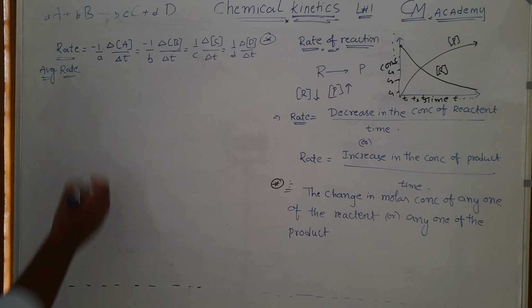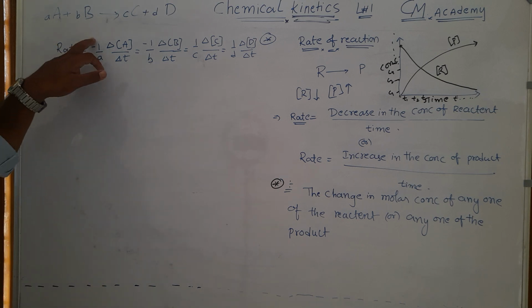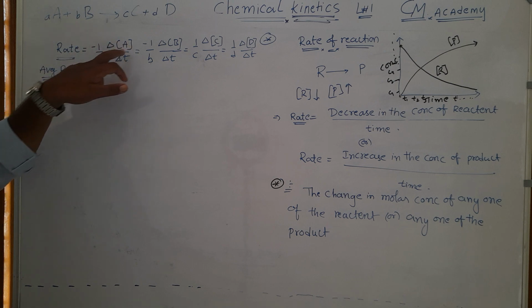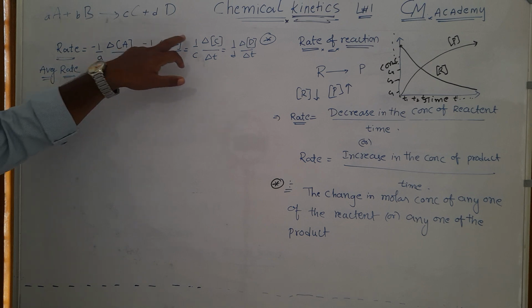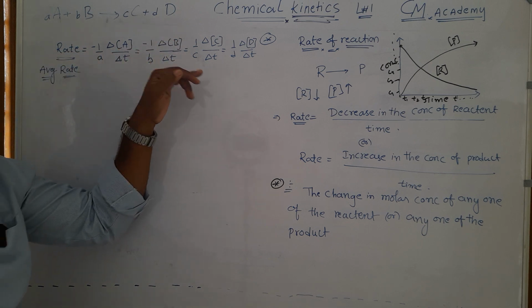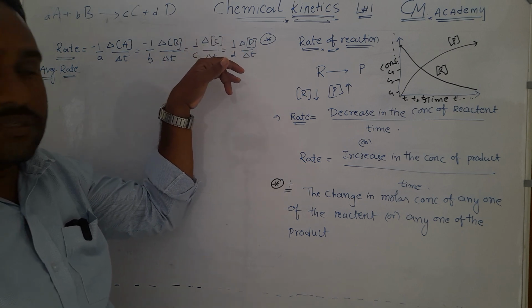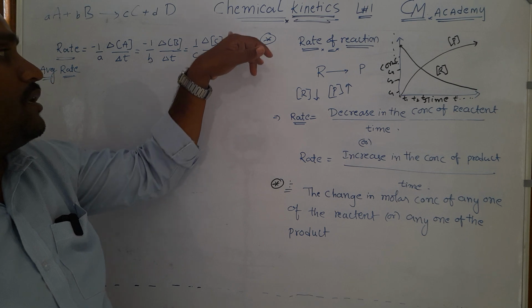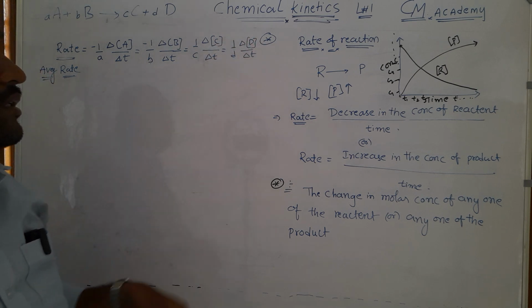So now let us come to these mathematical terms. Rate is equal to minus 1 by a, change in concentration of A by change in time, which is equal to minus 1 by b, change in concentration of B by change in time, which is equal to 1 by c, change in concentration of C by change in time, which is equal to 1 by d, change in concentration of D by change in time.